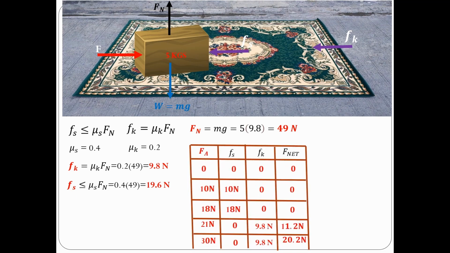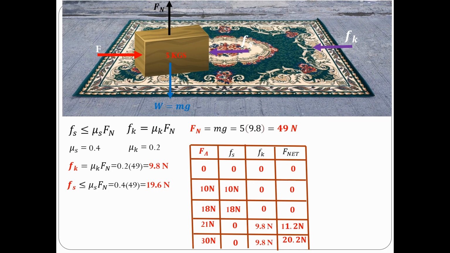Now I will make a table to illustrate what these values mean. We have a table with applied force, static friction force, kinetic friction force, and net force. If the applied force is 0, the friction and the net force are 0. This simply means that the person does not push the box. Let's say a person applies a force of 10 newtons. What is going to happen? Will the box begin to slide, and what are the values of static and kinetic friction force?